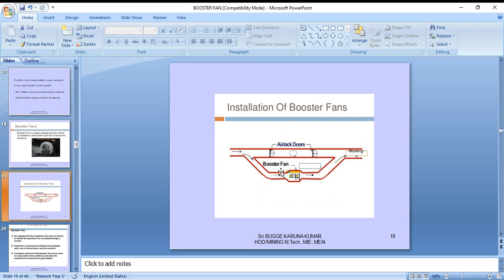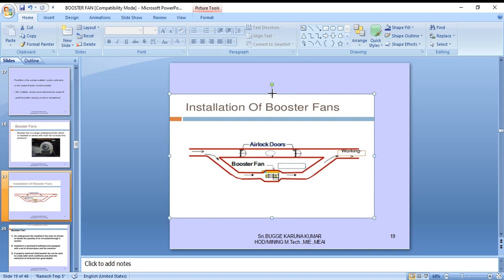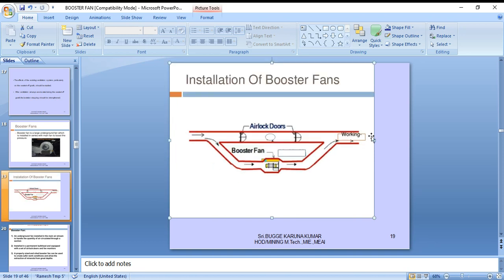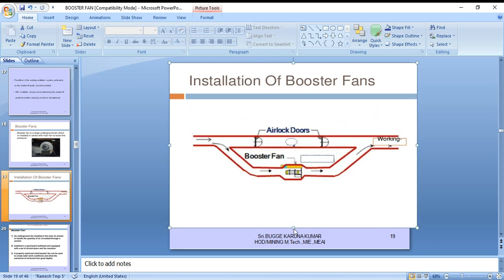See, this is the location of the booster fan. Can we elaborate on it here somewhat for easy understanding? There is a working place on one side here. These are doors through which the regular air is going, but the booster fan is installed here. So it speeds up the pressurized air to the working places by installing the booster fan.